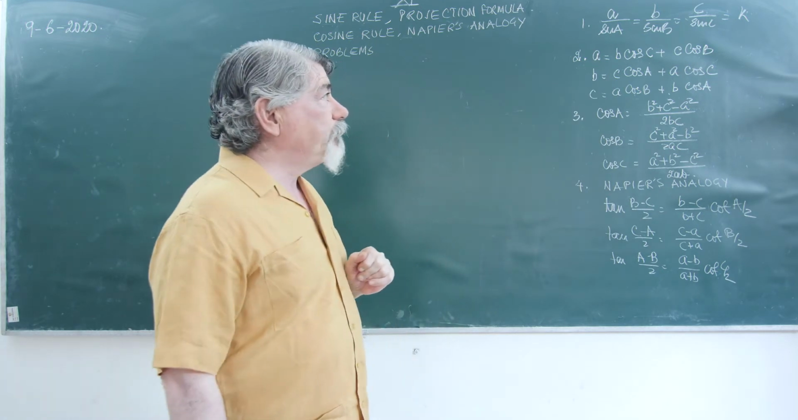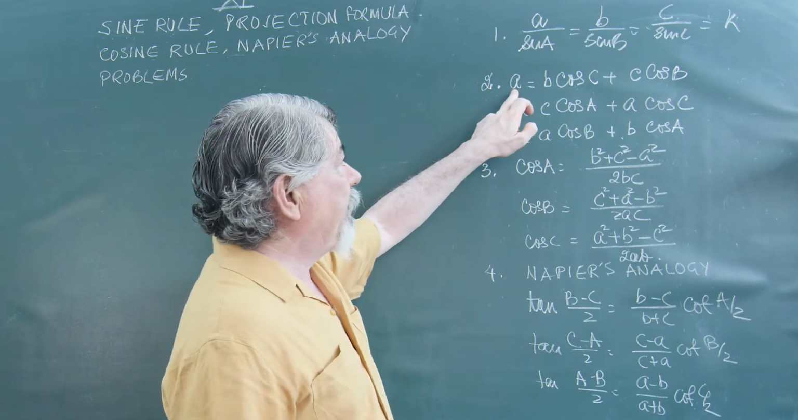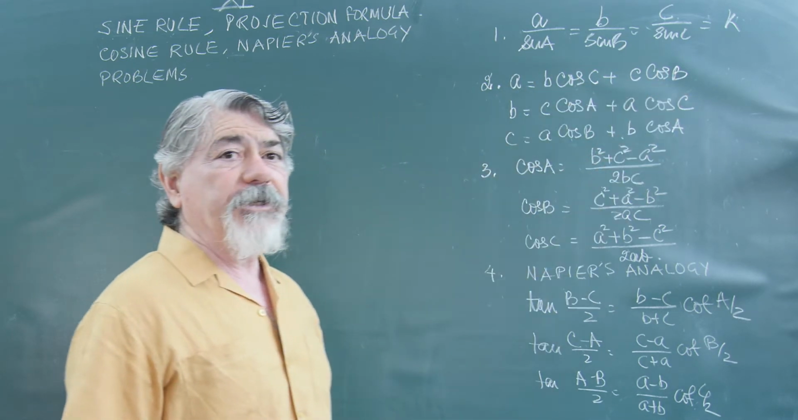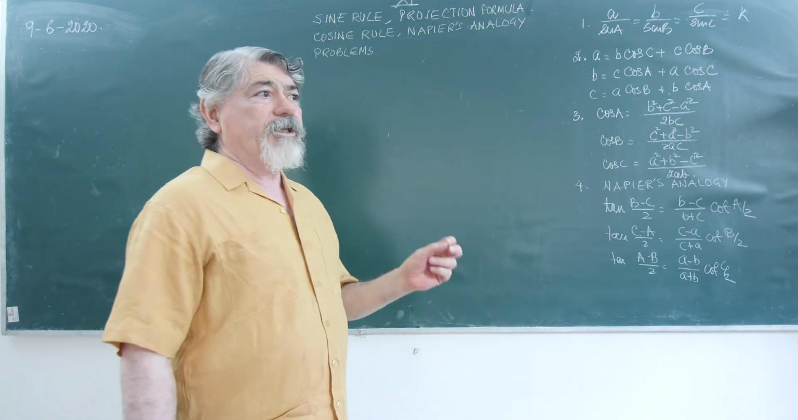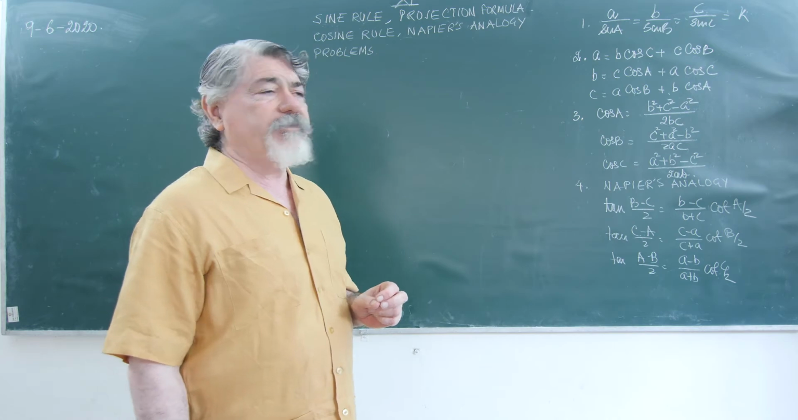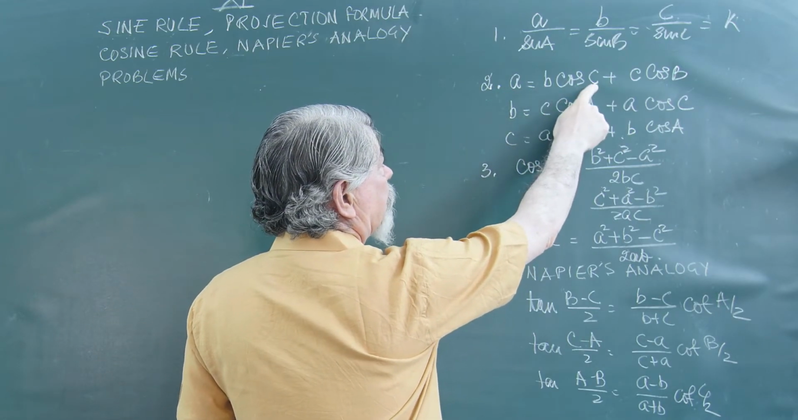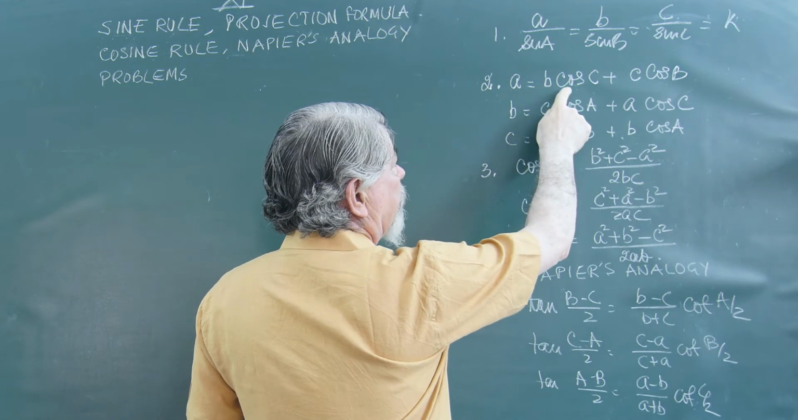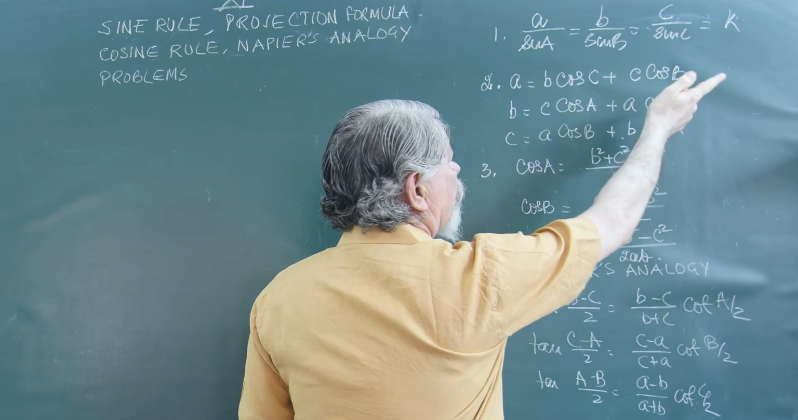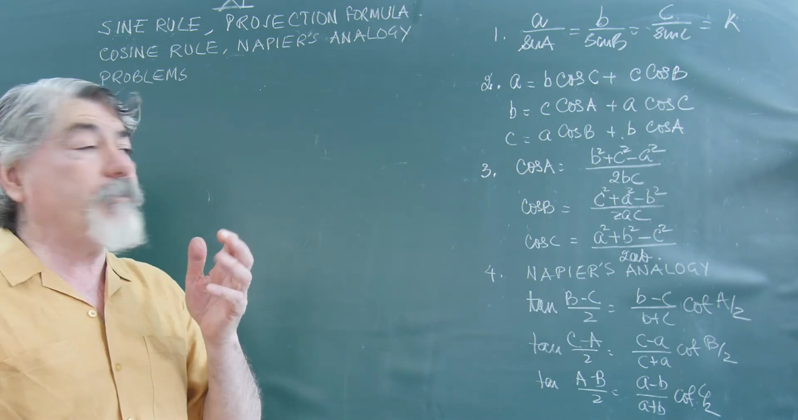This was a projection formula. a was equal to b cos C. It's easier for you to remember. When we are talking of a, then on the right side, there will be no a coming. Only the sides b and c will come, and the angles B and C will come. Like a is equal to b cos C, side b and angle C, b cos C. Reverse it, plus c cos B. It's very easy for you to remember.